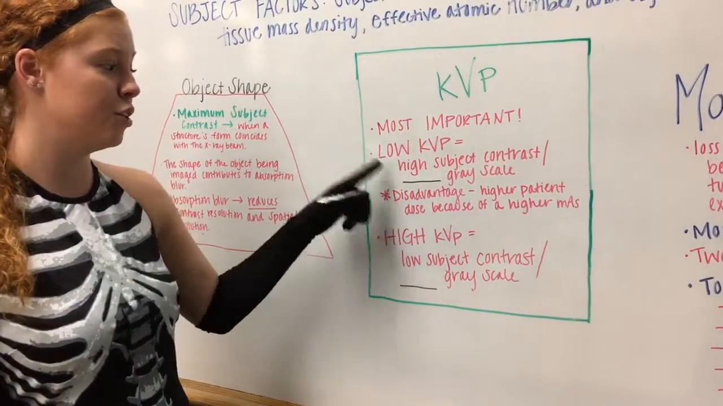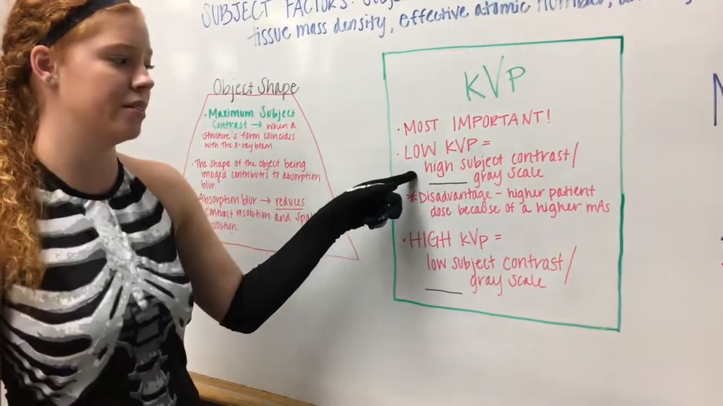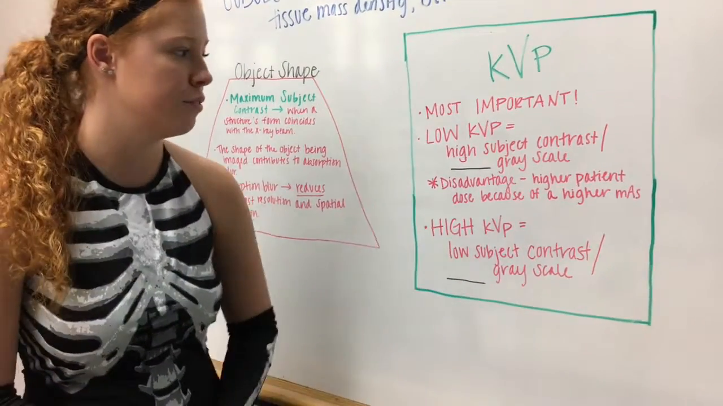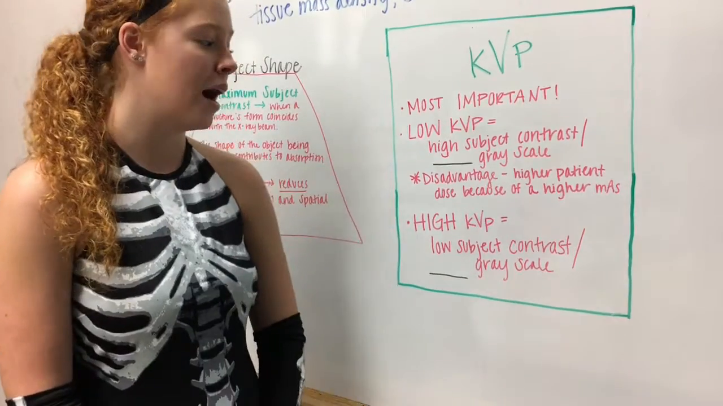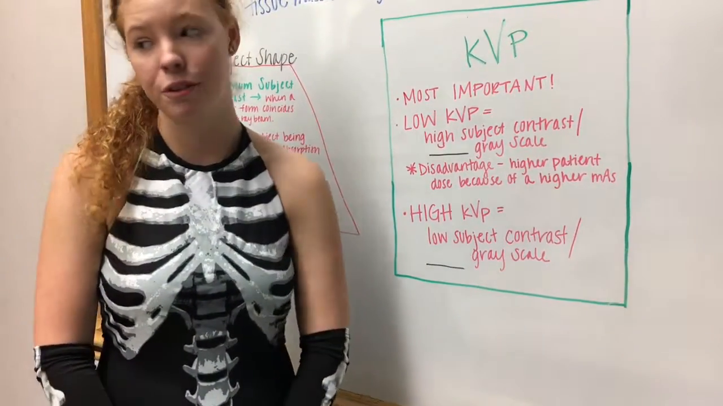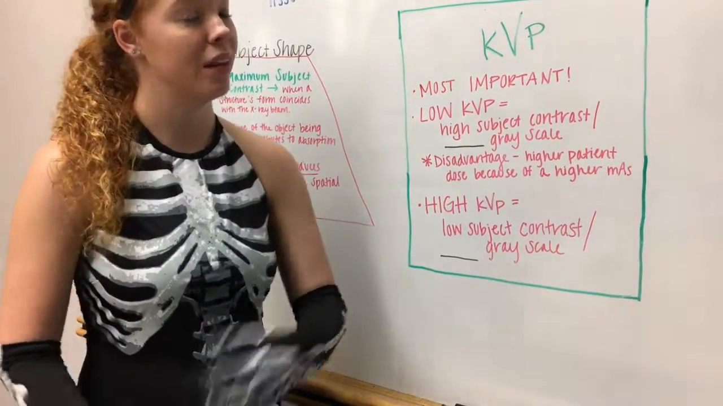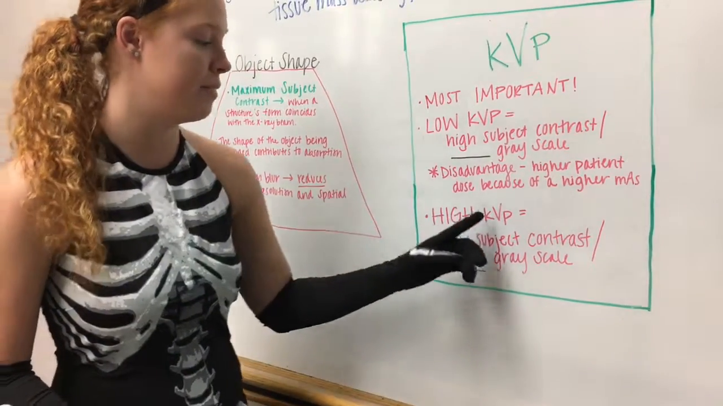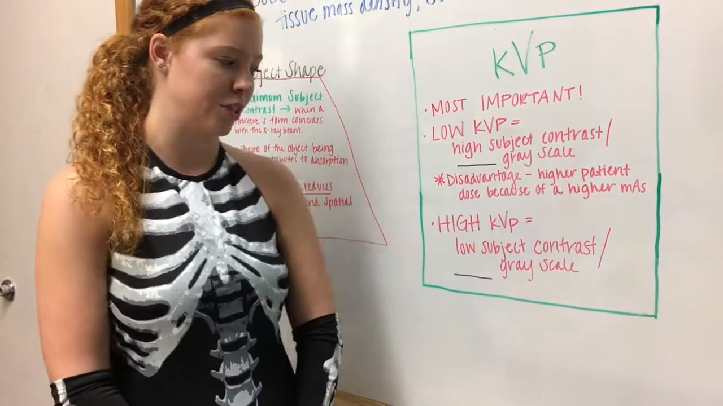Short. Okay. It is short, right? Yes, Stacy, you are correct. It is a short grayscale. A disadvantage of low KVP is the higher patient dose because of the need for a higher mAs. On the other hand, a high KVP is low subject contrast.